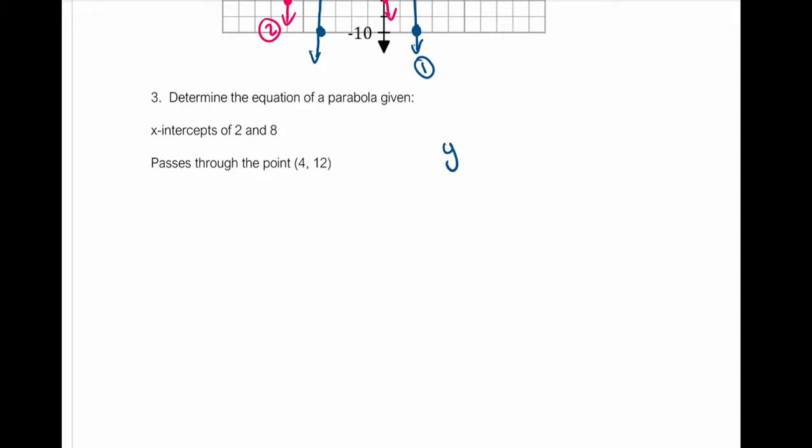factored form, which is again y equals a times x minus r times x minus s, where r and s are our two roots. So what this equation tells us is that r equals 2, s equals 8 from the x-intercepts, and we're also told an x and a y value. So we're told that one point is 4, 12, and in a point that's the x and y. So with all that information, I can substitute all of that in and solve for a.